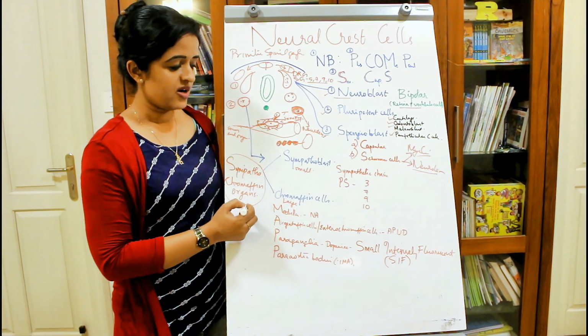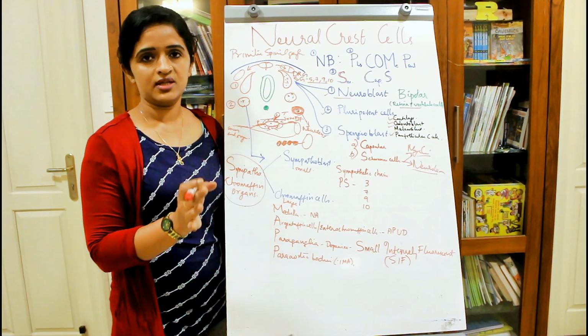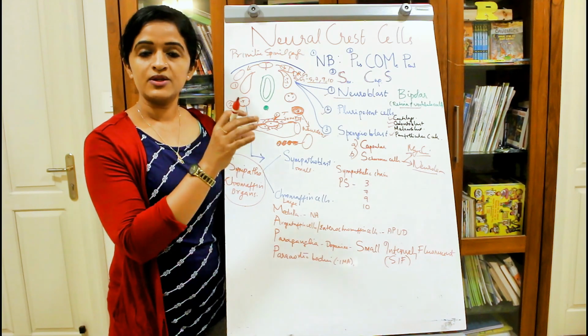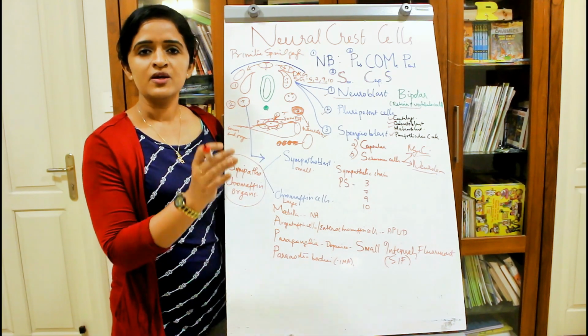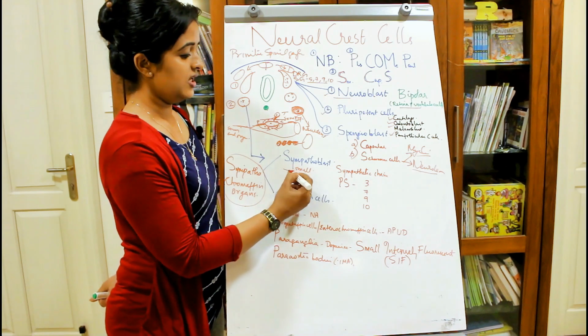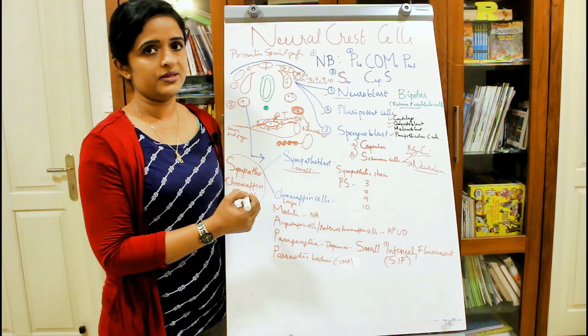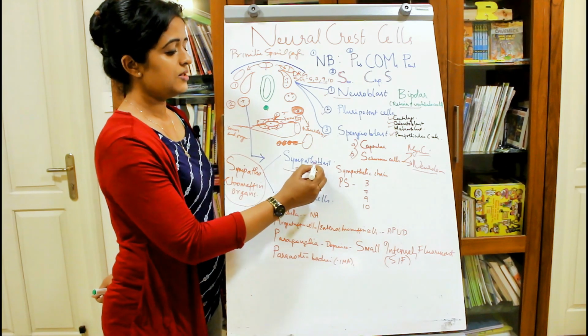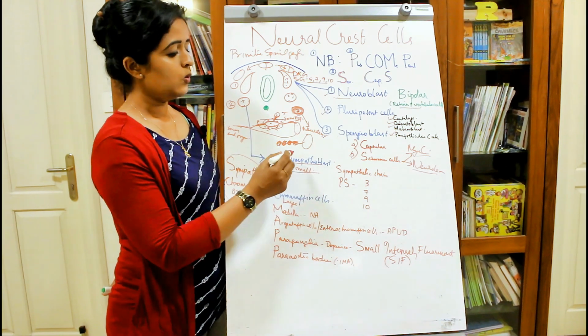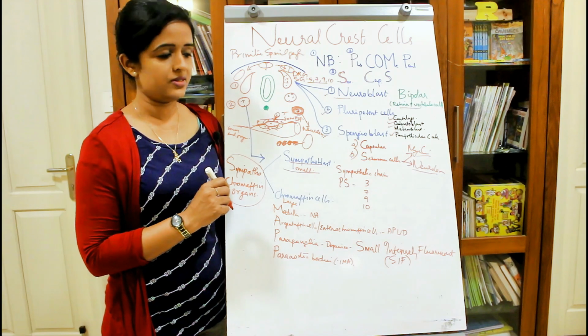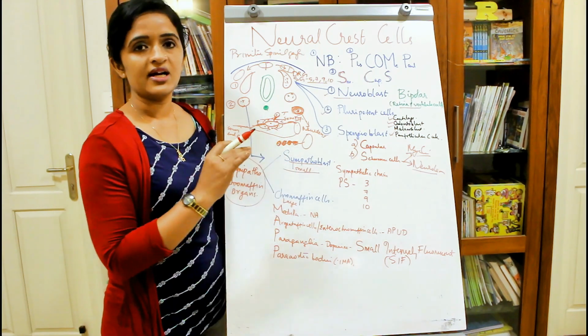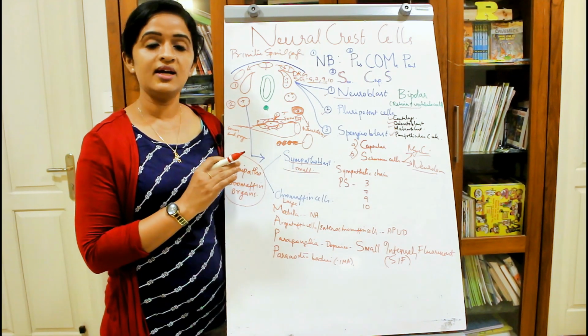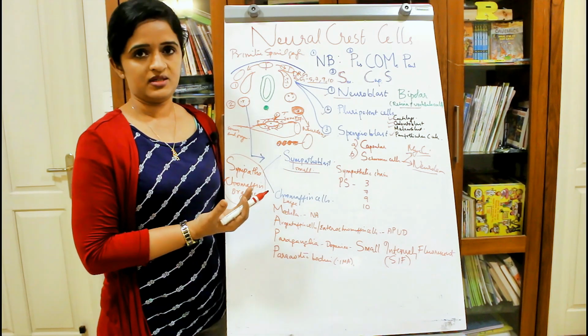The sympathochromaffin organ has two sets of cells. Some are small and some are large. The small cells are the sympathoblast cells. What is derived from the sympathoblast cells? Sympathoblast cells give rise to the sympathetic ganglia and the parasympathetic ganglia.